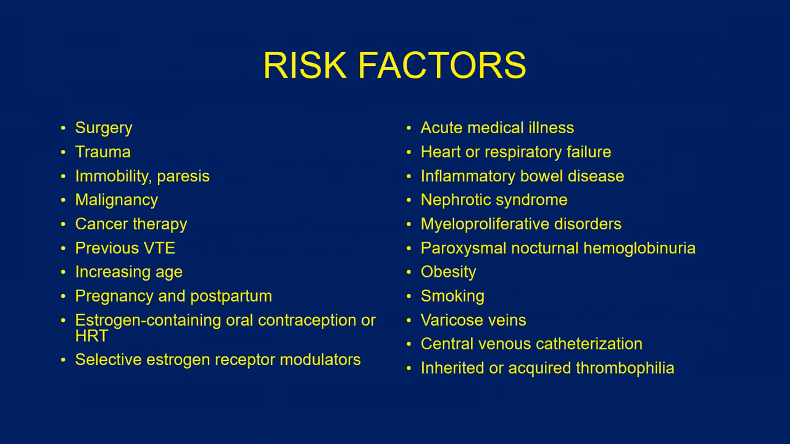So what are the risk factors that we look at? Everyone always knows, okay, malignancy is a risk factor, cancer therapy, oral contraceptives, smoking, but there are other things as well. Surgery, obviously trauma, immobility, which we all know of, inflammatory bowel disease, varicose veins, central venous catheterization. All of these are some of the risk factors that predispose a person to have VTE.